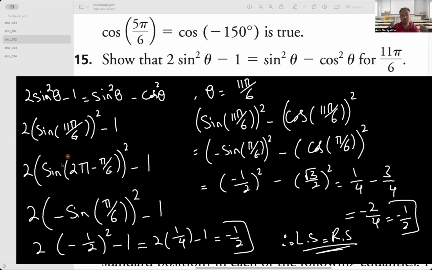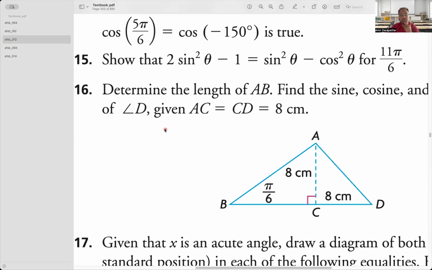Sine of 11 pi over 6 would be sine of 2 pi minus pi over 6, which is negative sine of pi over 6. So instead of sine of 11 pi over 6, you can put negative sine of pi over 6. Cosine of 11 pi over 6, again according to the CAST rule, would be cosine of 2 pi minus pi over 6, which is quadrant 4, where cosine is positive. So same thing. Again, when a question says show that something equals something, you have to use a special triangle.